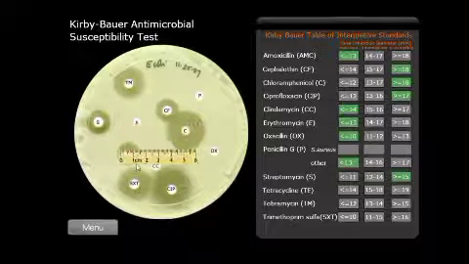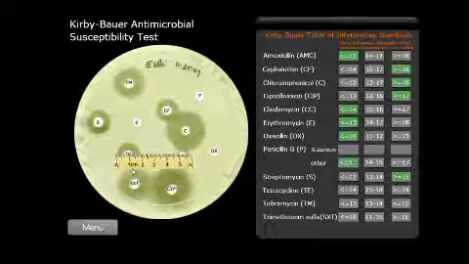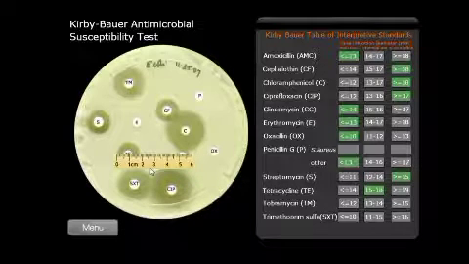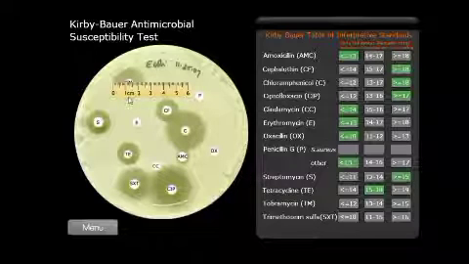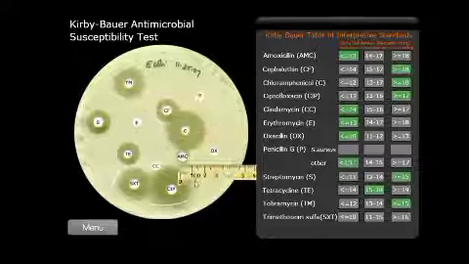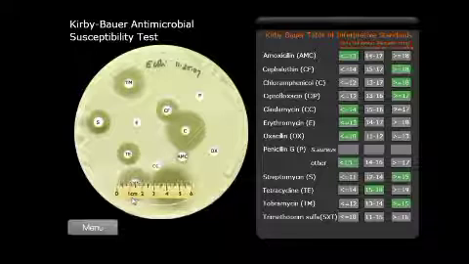TE, 18, which is intermediate. TM, 25, which is susceptible. And lastly SXT, 27, which is susceptible.